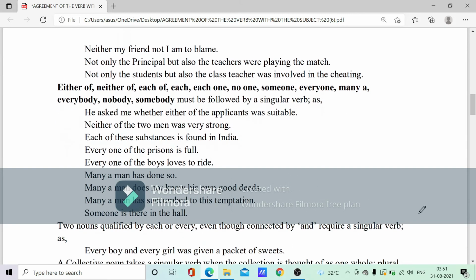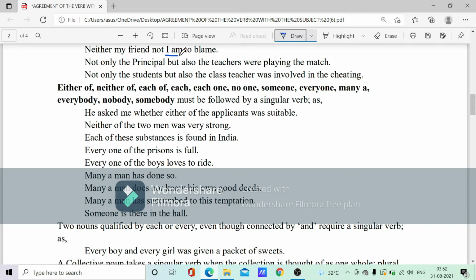So let us see the next rule. Here I have written some more examples. Neither my friend nor I am to blame. Here, according to I, you see am. Not only the principal but the teachers. According to teachers, were has been used because teachers is the nearest subject. Not only the students but also the class teacher. And here you see class teacher, and that's why was has been used.